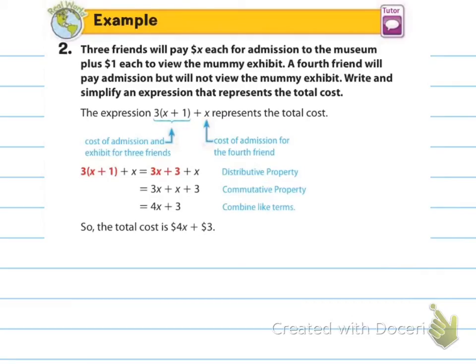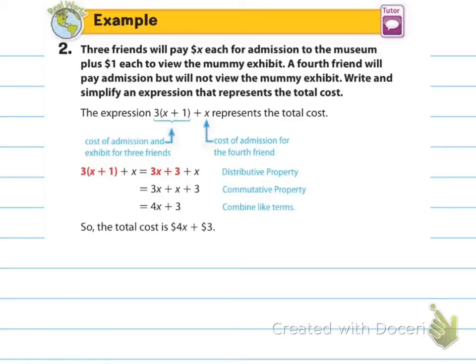So number 2 says 3 friends will pay X dollars each for admission to the museum plus $1 each to view the mummy exhibit. A 4th friend will pay admission but will not view the mummy exhibit. Write and simplify an expression that represents the total cost.